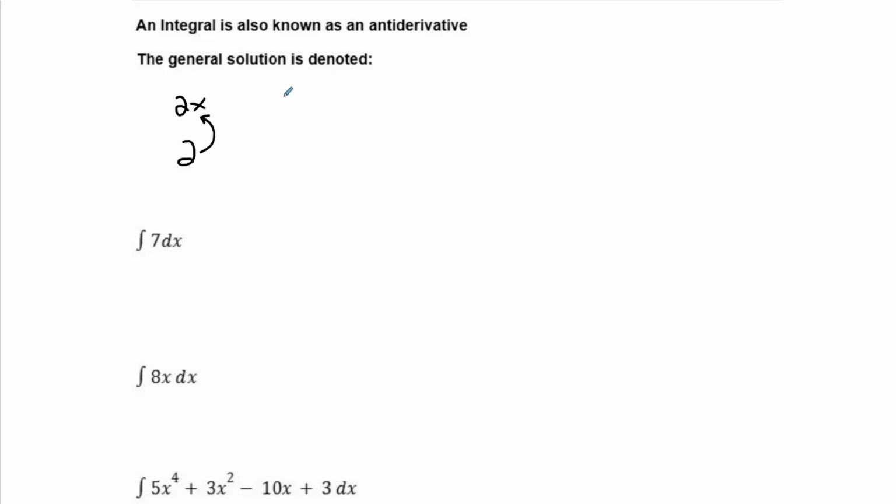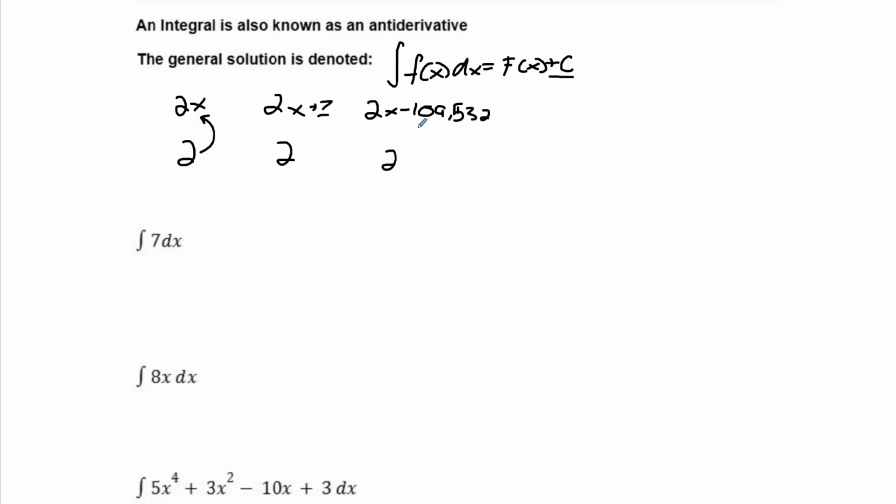The general solution is denoted as the integral of f of x dx is equal to capital F of x plus c. So what does this c mean? Well, if we have the derivative of 2x, that gives us 2. But so does the derivative of 2x plus 7, because this constant differentiates to 0, so we would also get 2. And so does 2x minus 109,532. The point is, we don't know what this is.